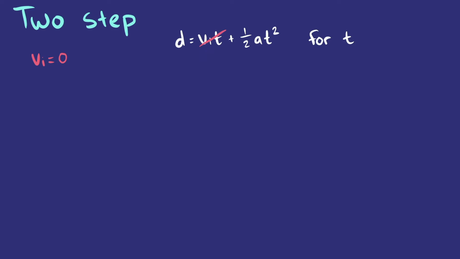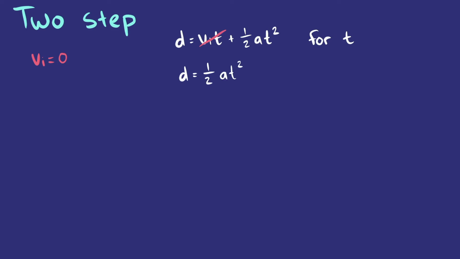Every year I'll see a student who will not disappear that term and try to solve this equation for t. It absolutely can be done. It is just very difficult to do for many level 2 and some level 3 students. So the equation now becomes d equals half at squared.